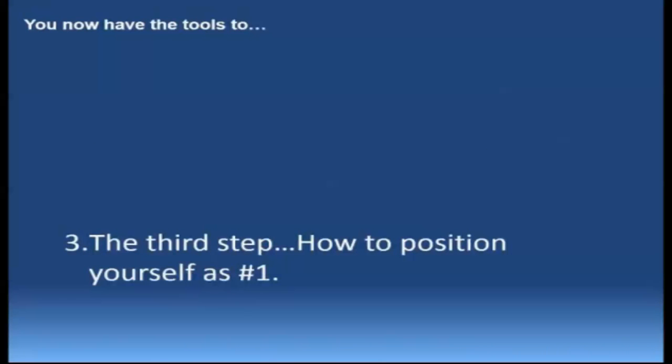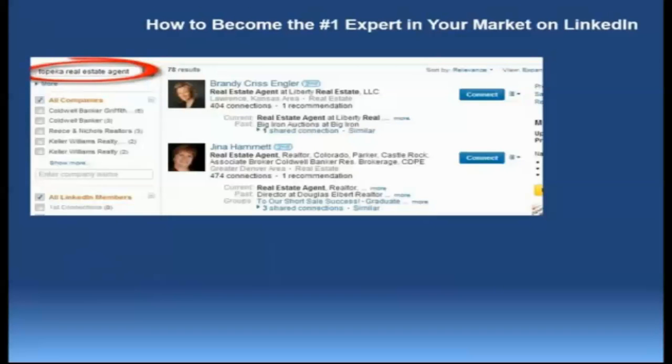your market on LinkedIn. And just as with status updates, our training shows you how to break down the LinkedIn search system to exploit their algorithms and really position yourself as the #1 leading expert in your market. So take a look at this example for a search of Topeka real estate agent. And you can see that the #1 result is Brandy Chris Engler. And anytime somebody is looking for a Topeka real estate agent, she comes up #1. All right? And I'm willing to bet that Brandy is seeing some decent results from holding this position. Okay?